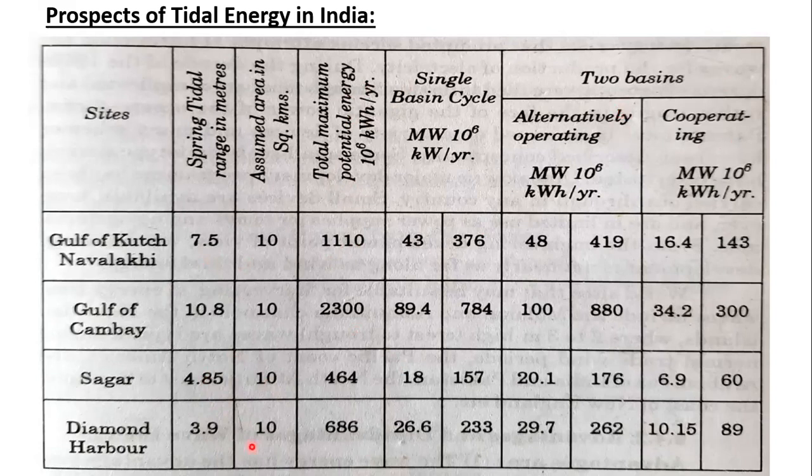And for the tidal ranges, here we can see different tidal ranges: Sagar, Diamond Harbour, Gulf of Cambay, and Gulf of Kutch. These are the assumed areas, and this is the total maximum potential area per year, and these are all using single basins. And for each basin we are getting this kV or MV. And how many basins? Two basins, operating alternatively and cooperatively, combined and alternatively.